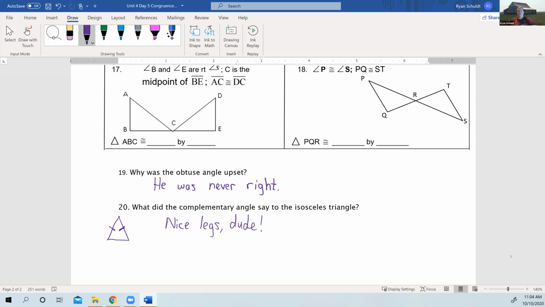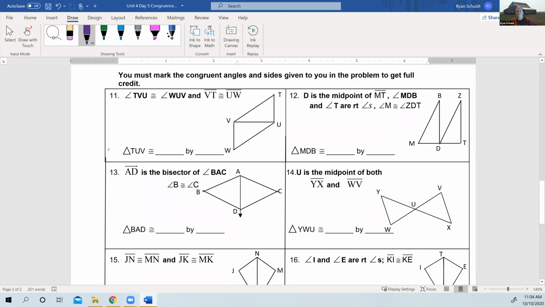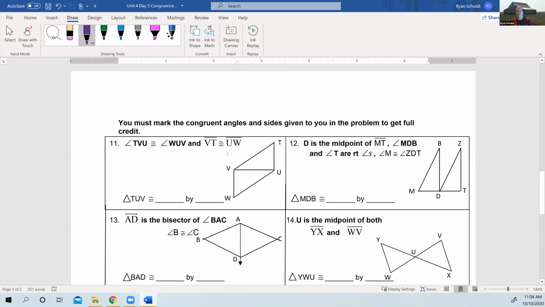There's your corny math jokes for the day. So do the 8 problems up above. They're just like the last 4 we did. Remember to mark your triangles and then complete the statement. So hop to it.